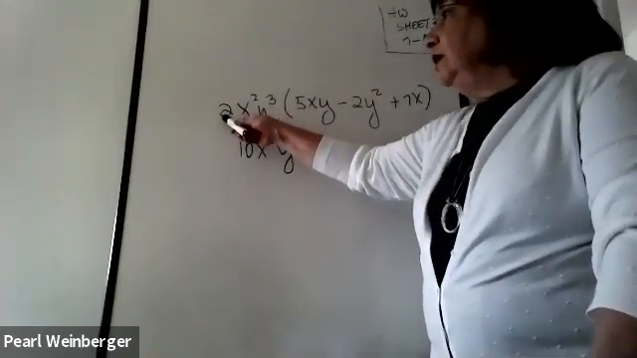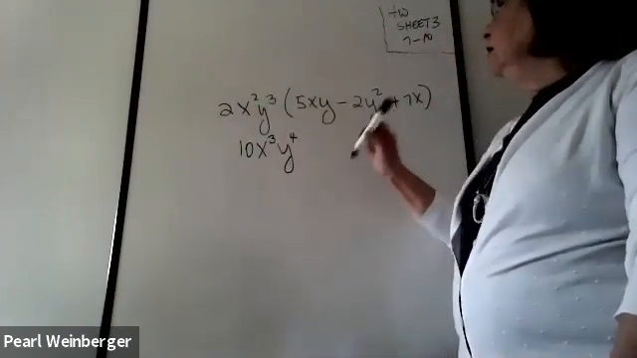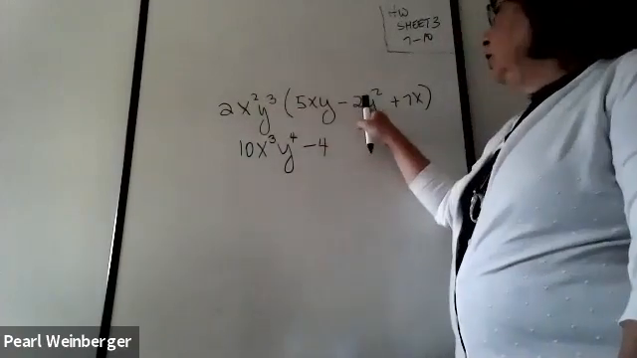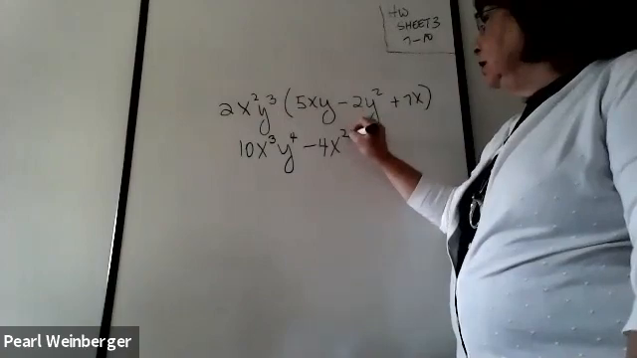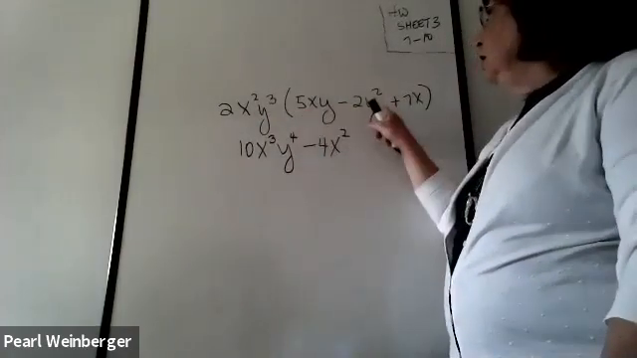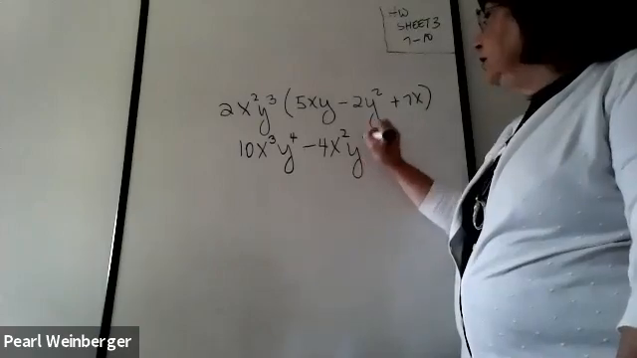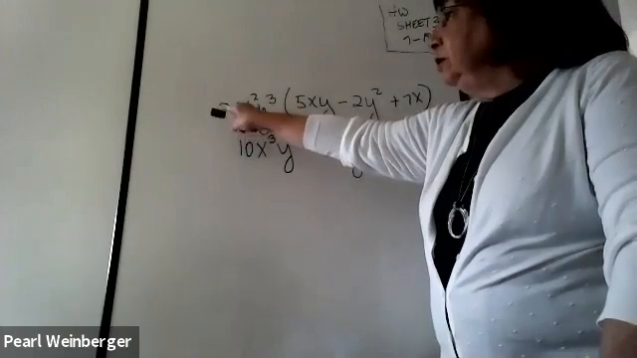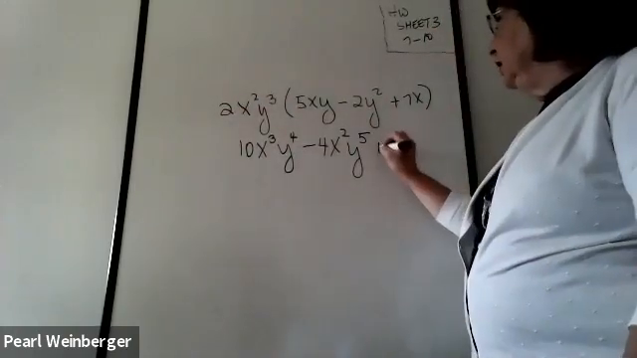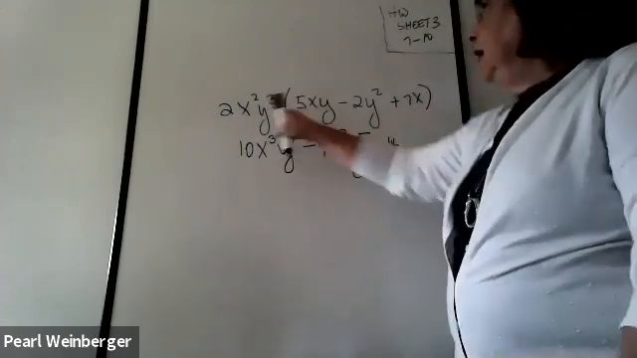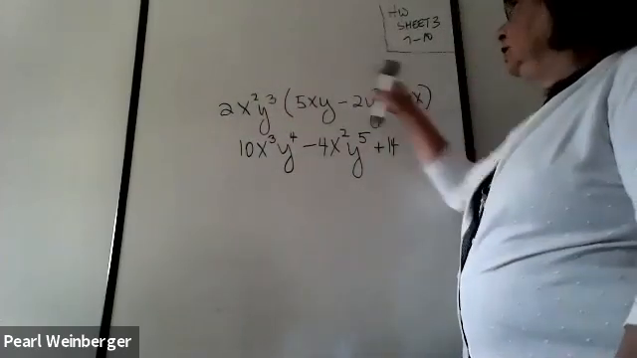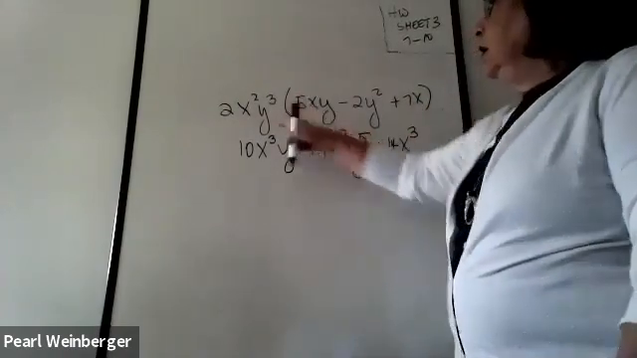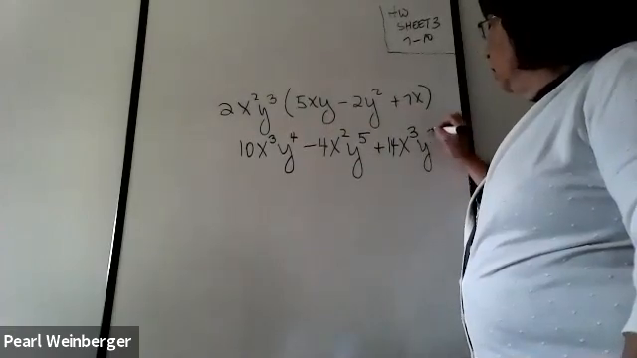Then I go and multiply the second term. 2 times negative 2 is negative 4. There's an x squared here, but no x here, so I just bring across the x squared. Y to the 3rd and y squared give me y to the 5th. And finally, I multiply by the third term. 2 times 7 is 14, positive 14. X squared times x, so a 2 plus a 1, is x to the third. And I just bring across the y to the third.